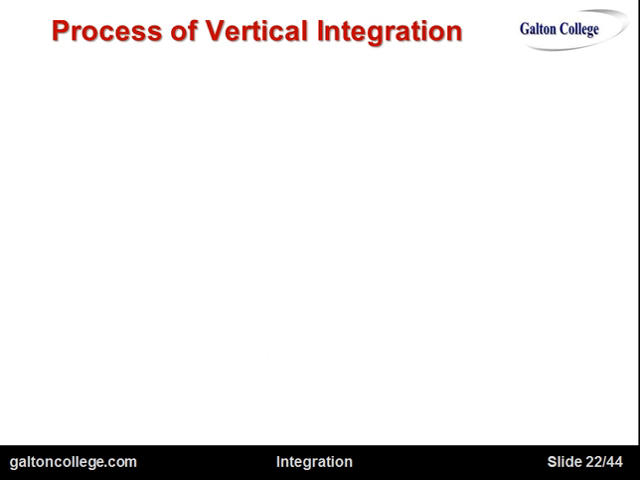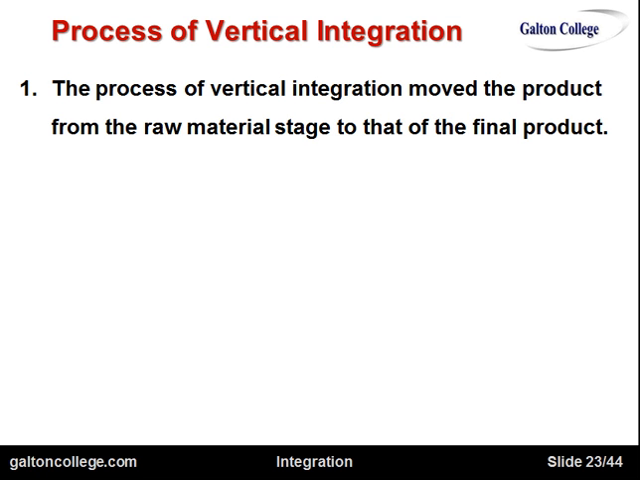The process of vertical integration. Well, the process of vertical integration moved the product from the raw material stage to the final product. That's what the whole system is doing. It's converting raw materials into a final product, and it's going through various levels to do it. Gathering the raw materials, manufacturing them, and then supplying the product to the customer.